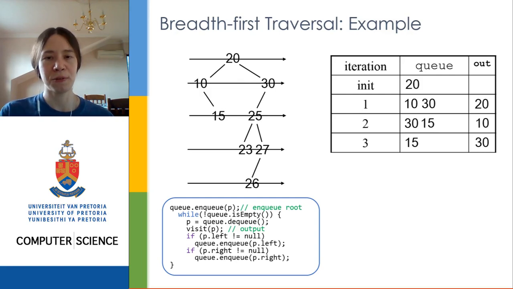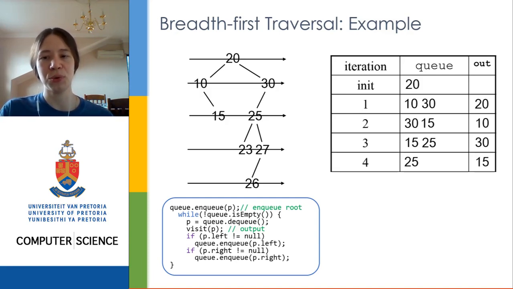All right, we've printed 30, but before we move on, we need to check if 30 has children. It does have a child, a left child, 25. So 25 is added to the queue. And the process continues. We're now once again going to dequeue whoever is in front. It's 15. 15 is printed. 15 does not have children, so it does not modify the queue.